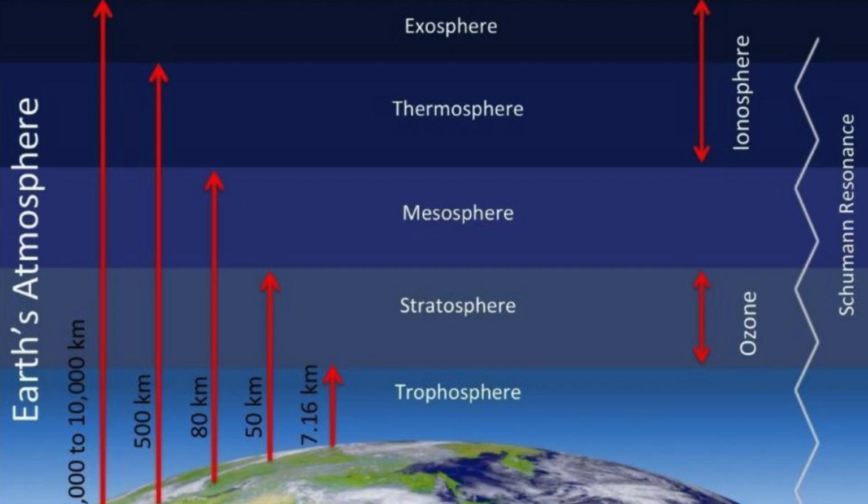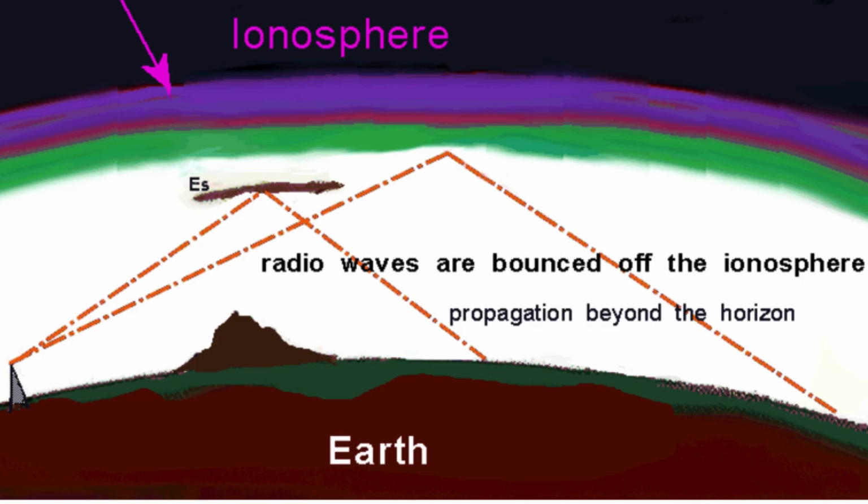And the ionosphere is a region in the upper atmosphere starting about 50 kilometers above the Earth and extending up to 1000 kilometers. Solar radiation and ionizing particles are present here, creating electrically charged ions and free electrons. This charged nature of the ionosphere allows it to reflect certain radio waves, enabling long distance communication.